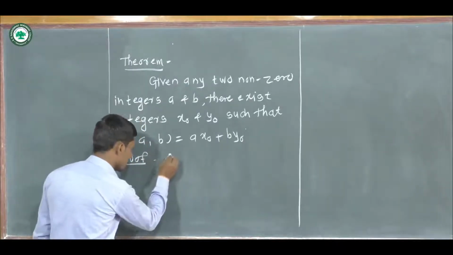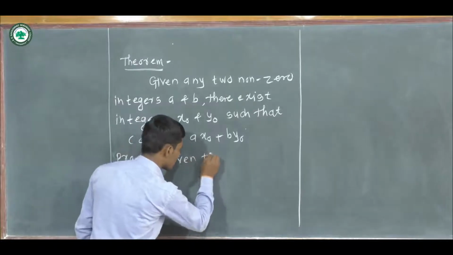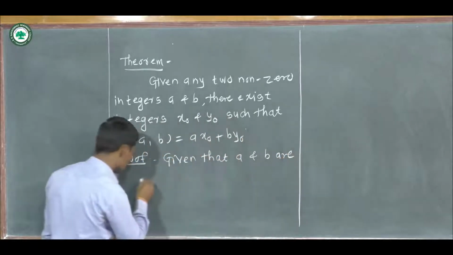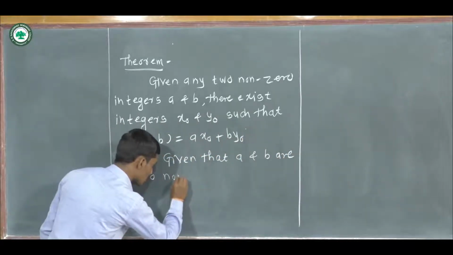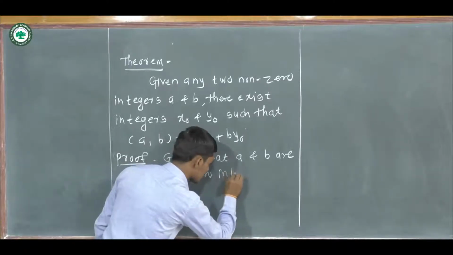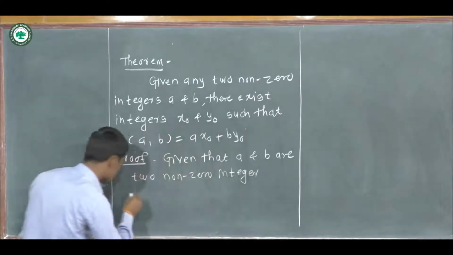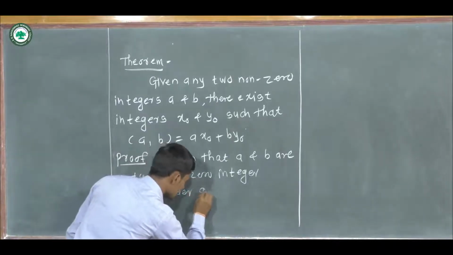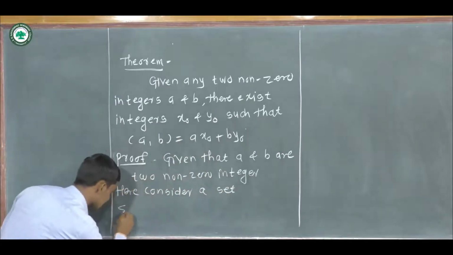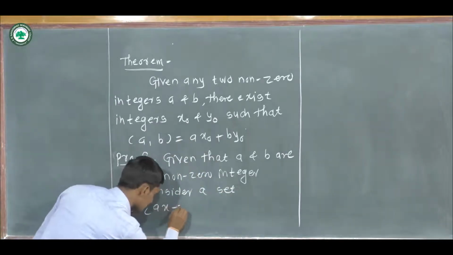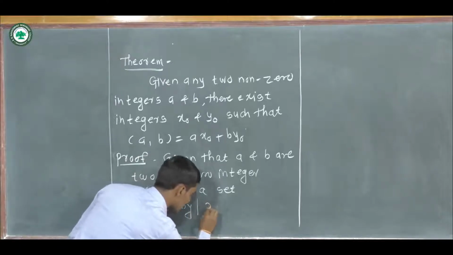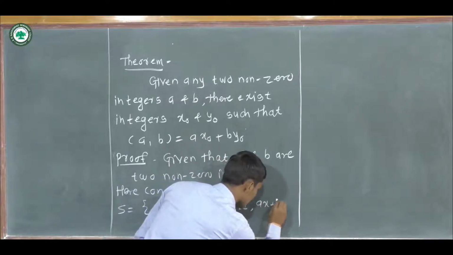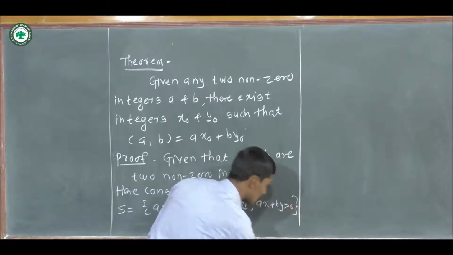Now prove. Given that a and b are two non-zero integers. Here consider a set S equal to {ax plus by such that x and y belong to Z and ax plus by is strictly greater than 0}.